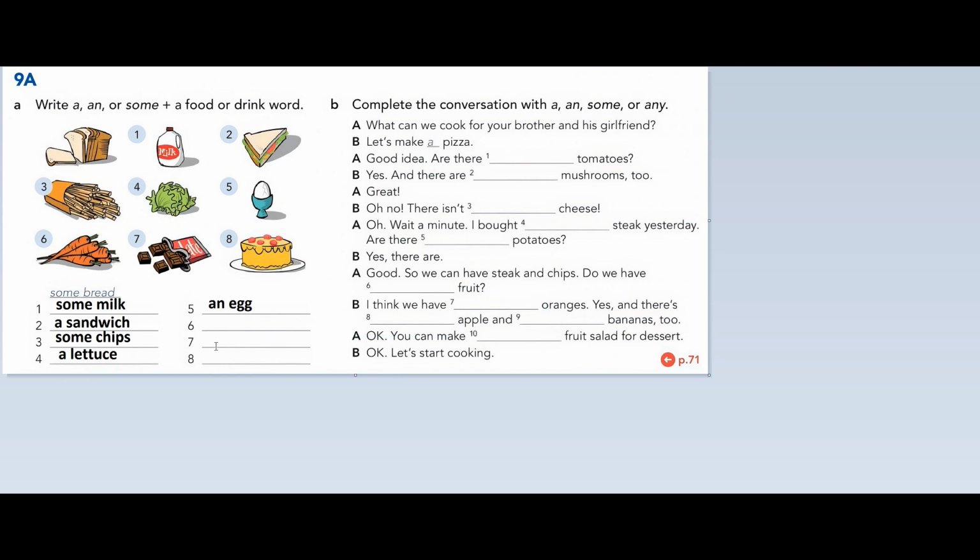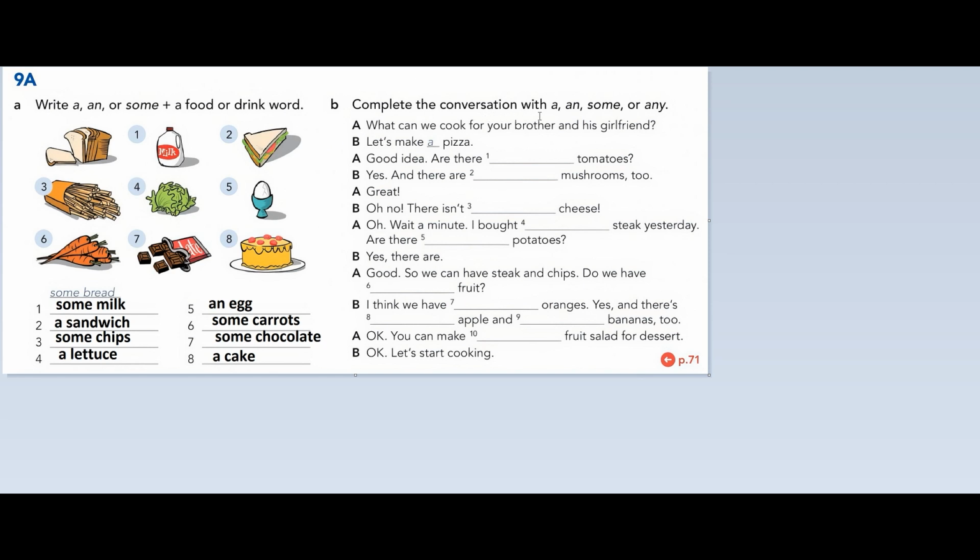Number five, an egg, яйцо. Number six, это у нас их много. Возьмем вот так вот some carrots, немного моркови. Их тут 1, 2, 3, 4, 5. Так, it's some chocolate. Или some chocolate, как некоторые называют, немного шоколада. И восьмое, it's a cake, то бишь торт. Теперь переходим к части B.